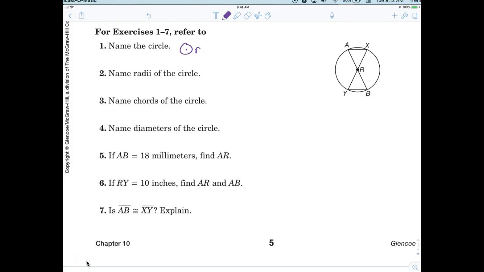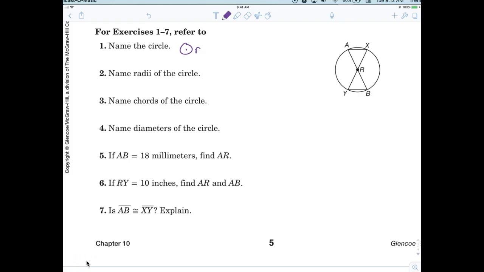Now, in this particular case, the chords we could say are AX. You could say they are YB. You could say they are AB, and you can say that they are XY. But specifically, remember what I said. The largest chord is the diameter. So every diameter is a chord, but obviously not every chord is a diameter.